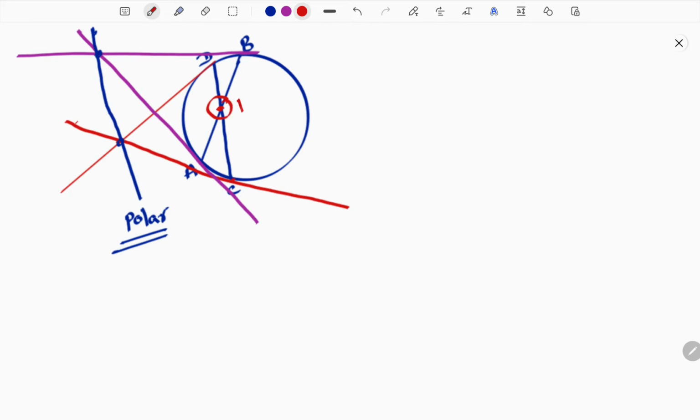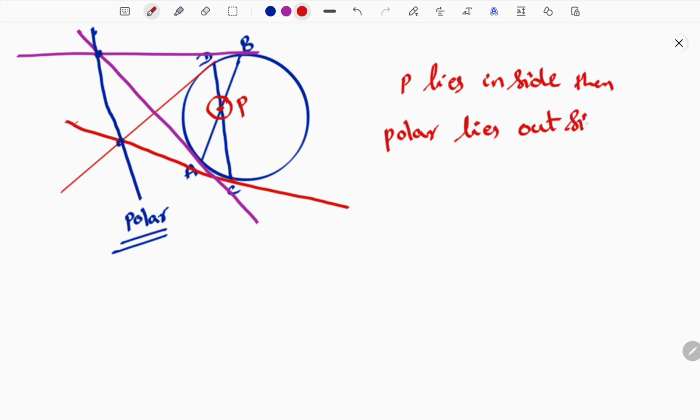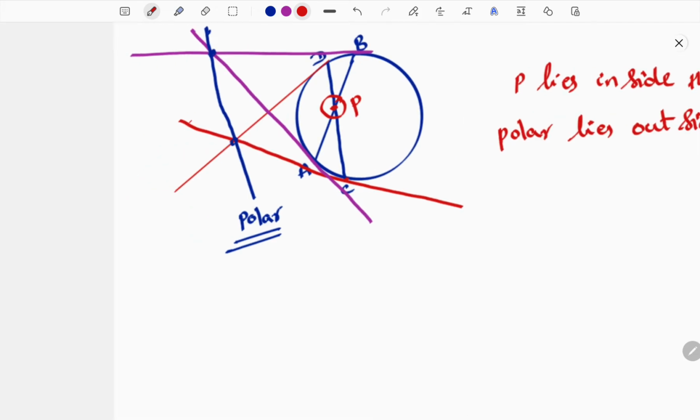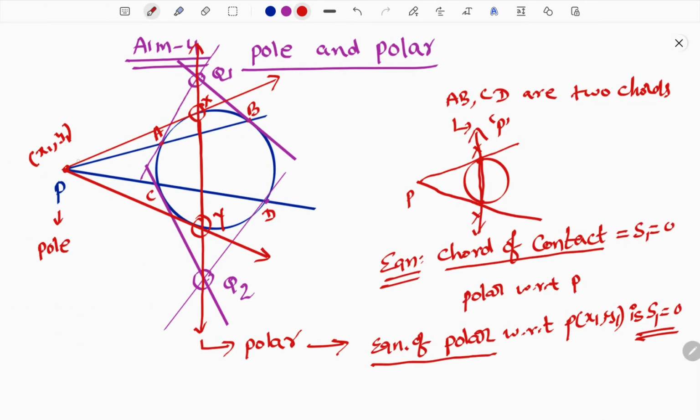Here this is the point P, the intersection point of chords. The intersection point of the chords lies inside of the circle, and here P lies inside. If P lies inside, then the polar lies outside. The polar lies outside. Understood? So here in this example, P lies outside. Then the polar lies inside of the circle.